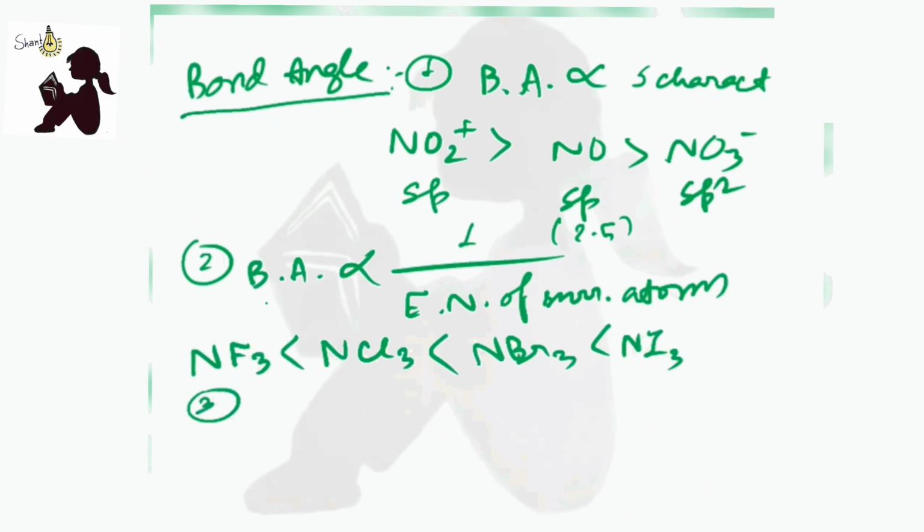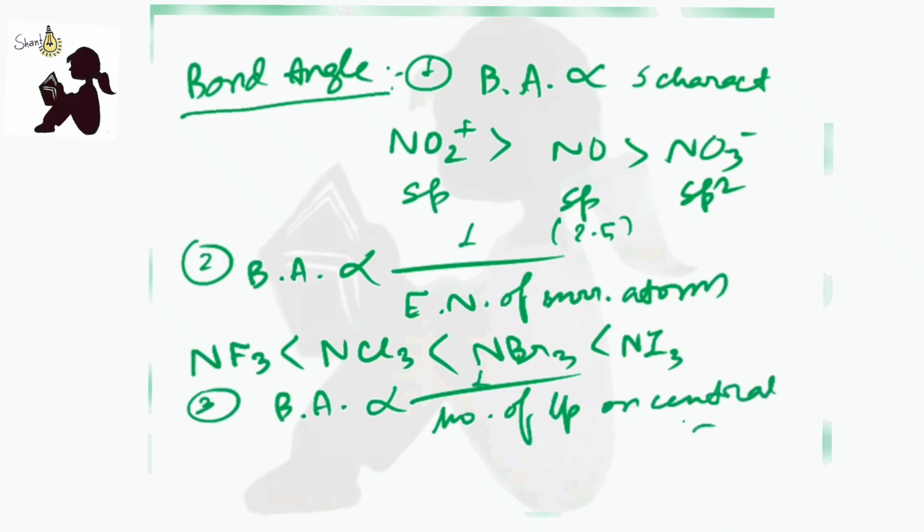Third factor is our number of lone pairs. So bond angle is inversely proportional to number of lone pairs on the central atom. So we have a classic example for this. We all know that also. That is our CH4 greater than NH3 greater than H2O.